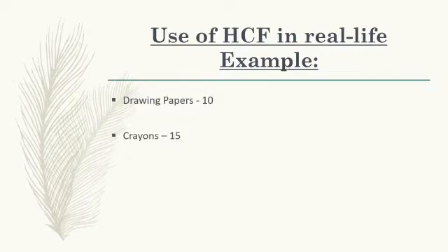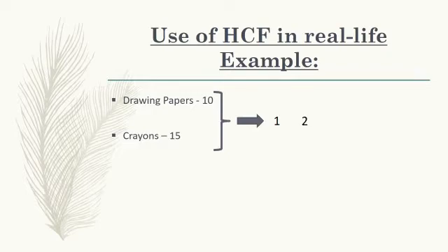How does HCF work in real life situations? Let's understand it through an example. If we have 10 drawing papers and 15 crayons and we need to divide equally among maximum number of students, so how many students can we consider? If we give these things to one student, that means 10 drawing papers and 15 crayons will be taken by one student. So 1 is a common factor of 10 and 15, which is always true for all natural numbers.